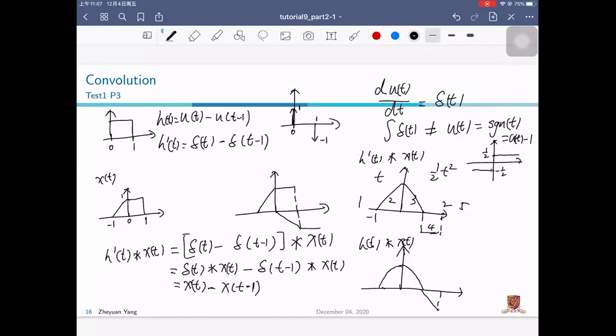Okay, so this method uses differentiation, but if you want to use it to get your final result, you need to carefully check the integral part because you need to shift it up or down. Okay, so this actually is what I want to share with you.